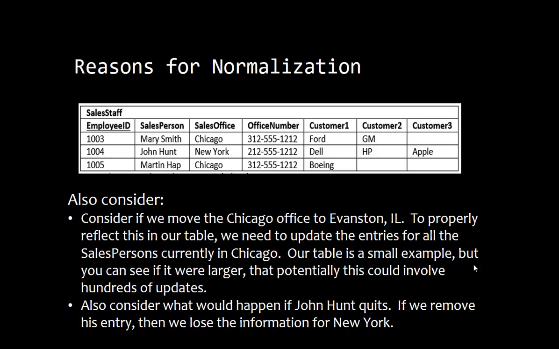Also consider what would happen if John Hunt quit. If we remove his entry, we'll lose all the information about New York. That wouldn't be good. New York would not be happy about that. So with that said, you can see that an unnormalized table such as this causes a lot of issues.